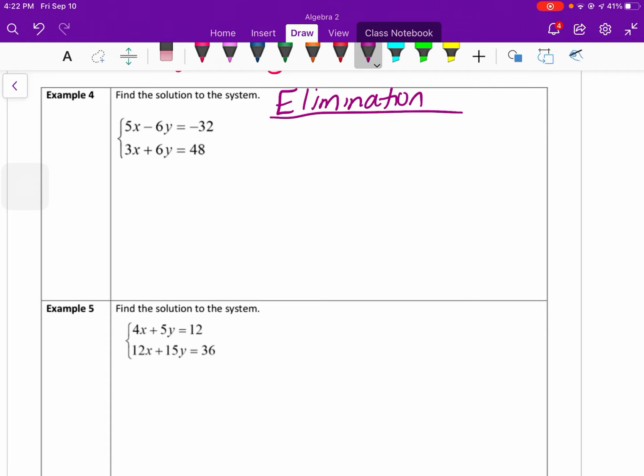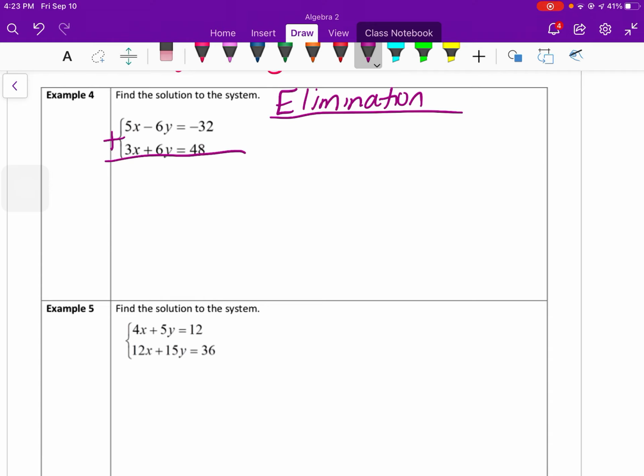So if they're both in standard form, the best method is to use elimination unless it's easy to solve for x and y. But in this case, it's a 5x, 6y, or 3x and a 6y, so it's not necessarily easy to isolate the variable x or y. So I'm going to use elimination. When you're solving with elimination, you must have opposites. And this one's set up perfect because I have a negative 6y and a positive 6y. And that's what you need with elimination, because once you have the opposites, then you add the two equations together.